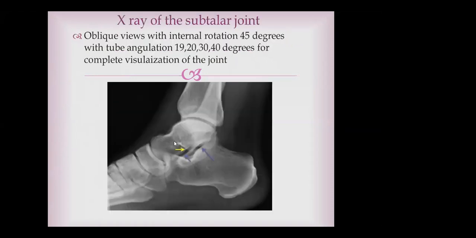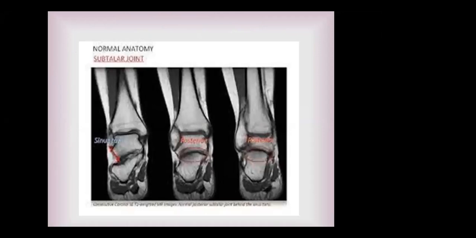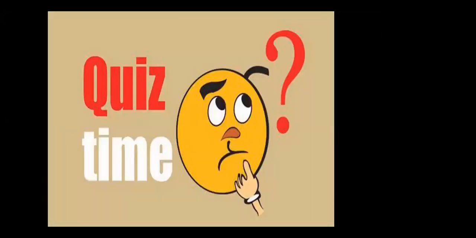This is an oblique view with internal rotation of 45 degrees and angulation of about 30 degrees. This visualizes clearly the joint space. This is a CT scan showing the subtalar joint space. And this is an MRI showing the subtalar joint. And thank you for listening.